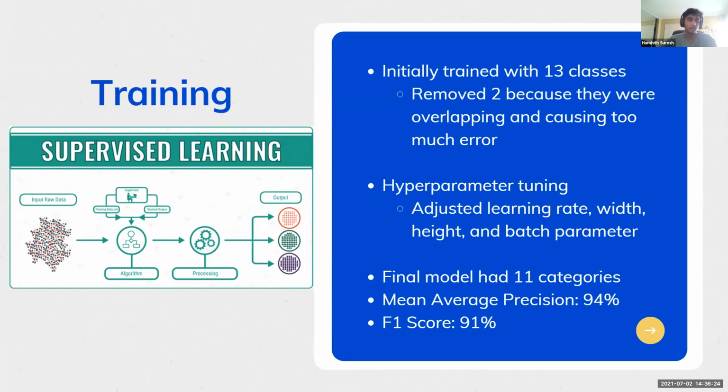Ultimately, we trained into the weekend, and after several adjustments, we ended up with the mean average precision at 94%. Additionally, to compare both our precision and recall values, our F1 score was 91%, which ultimately meant that we had very low false positives and false negatives, and we were correctly classifying the garbage most of the time.